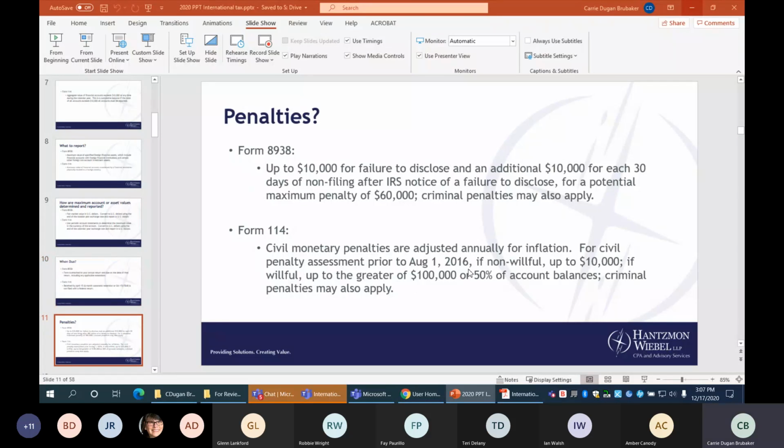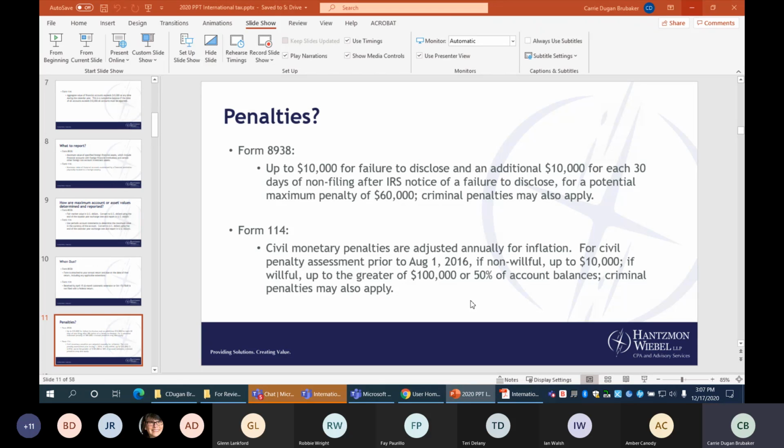All right. The big theme today is the penalties for not reporting foreign activity are steep. They are no joke, and we've got to be really careful and make sure we're asking good questions and being aware of these issues. So for the 8938, it's up to $10,000 for failure to disclose. And if you receive a notice and you continue to fail to disclose, the penalties can go up to a maximum of $60,000.